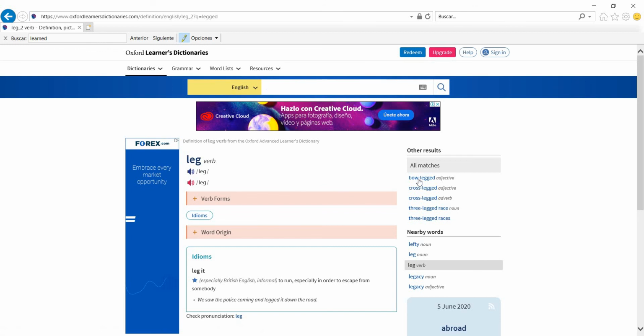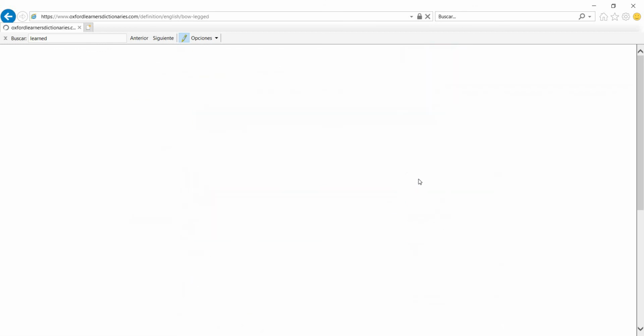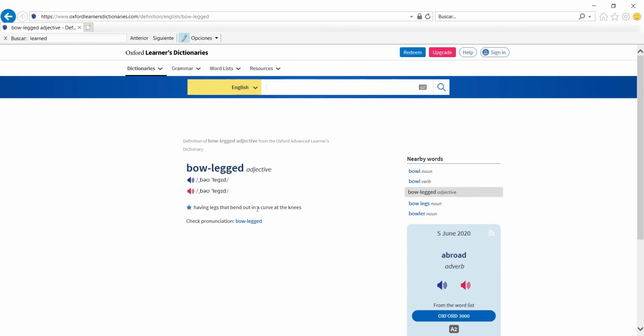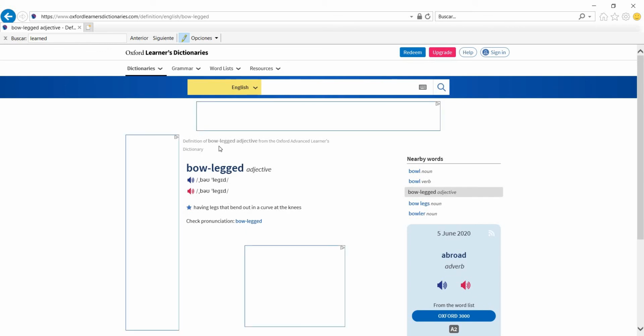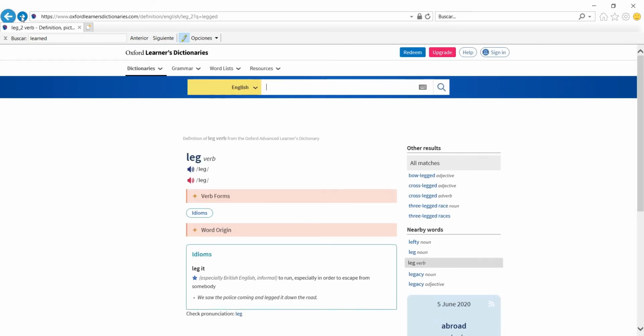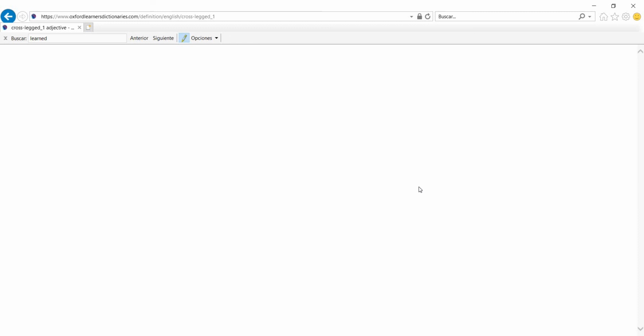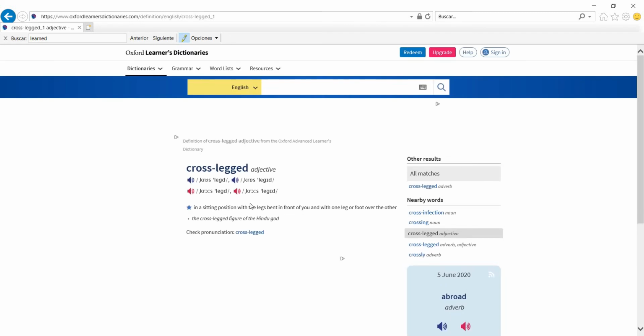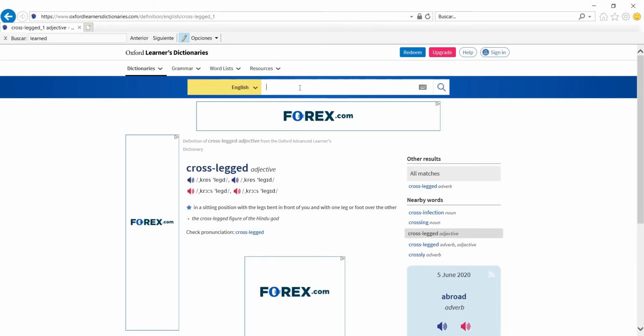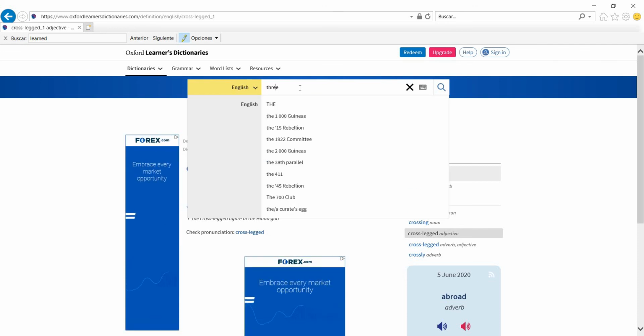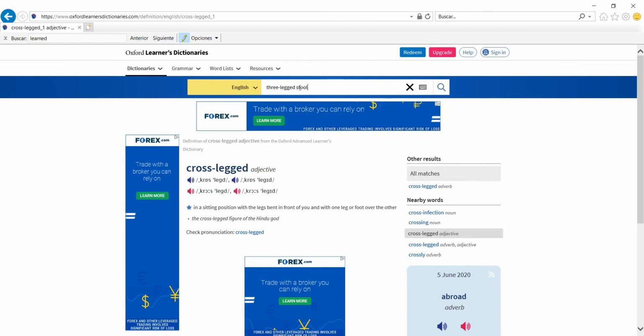Oh, a person is bow-legged, right? You have a curve at the knees, bow-legged, right? But you sit cross-legged, and cross-legged, right? The two are possible, right? But you speak of a three-legged stool, right? Something like a three-legged stool, right? A three-legged stool.